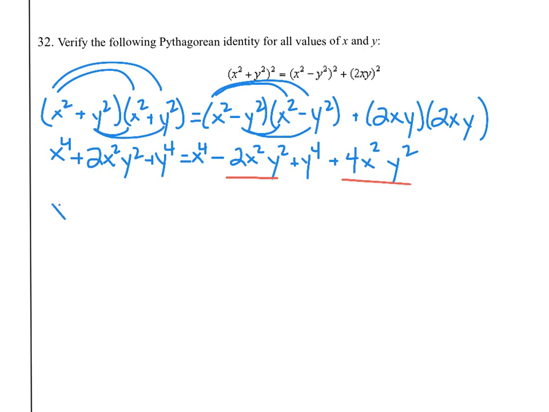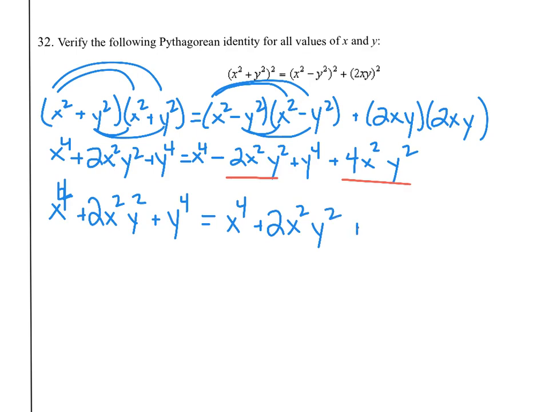So let's leave the left side for right now as, oops, sorry, that should be x to the 4th plus 2x squared y squared plus y to the 4th equals, now the right side. Let's bring down that x to the 4th, and let's add those like terms that I underlined in red. That's going to give me a plus 2x squared y squared, and then bring down that y to the 4th, and you can see that the left side equals the right. Yippee. Okay, so we verified it.